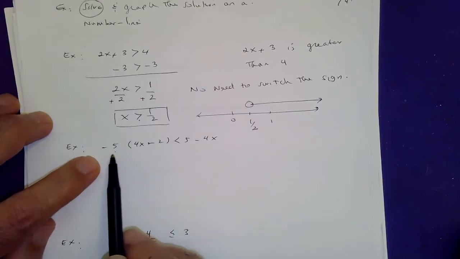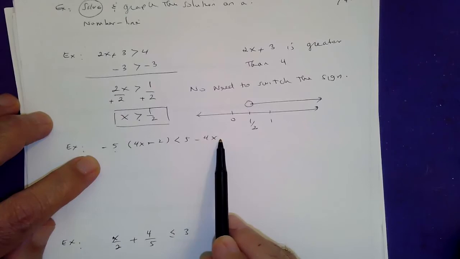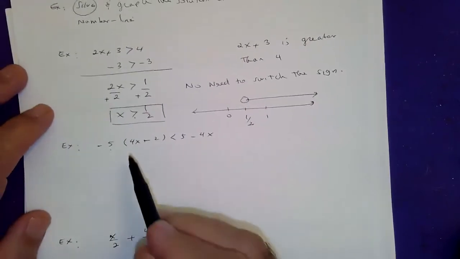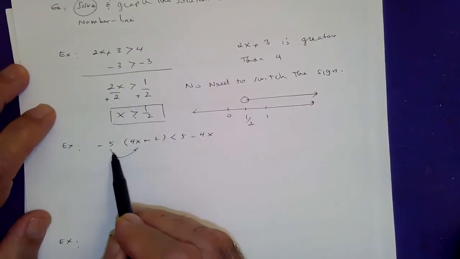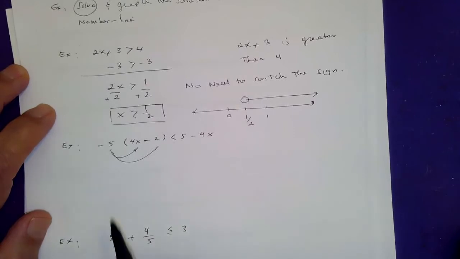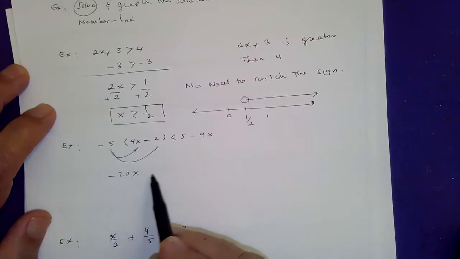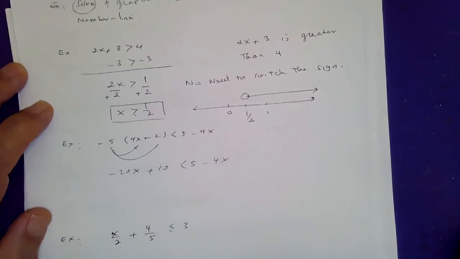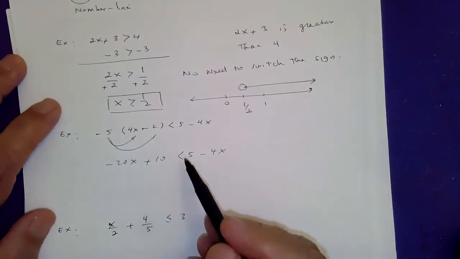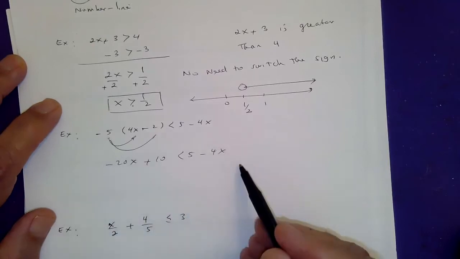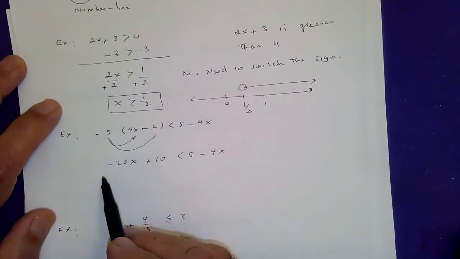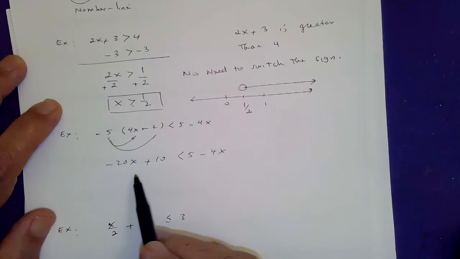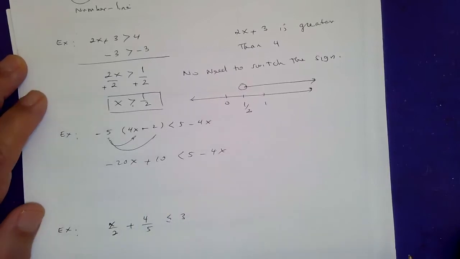This one reads -5 times 4x minus 2 is less than 5 minus 4x. Remember, we always read the inequalities from left to right. Just like equations, first we need to remove the parentheses, so that would be -20x plus 10 less than 5 minus 4x. Then we need to collect the x's to the left, numbers to the right.